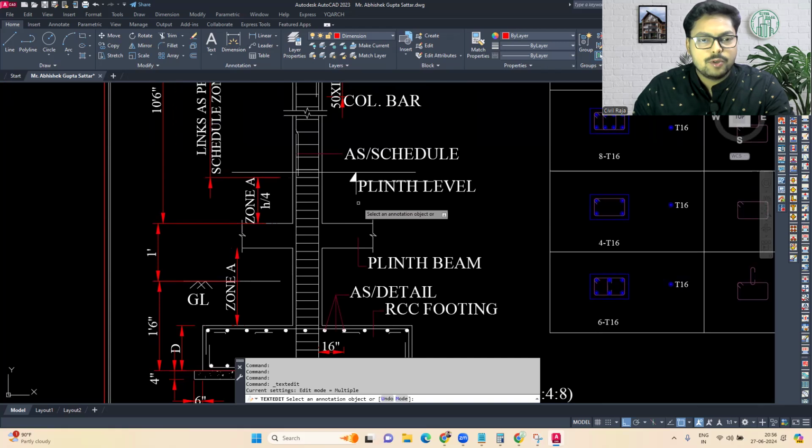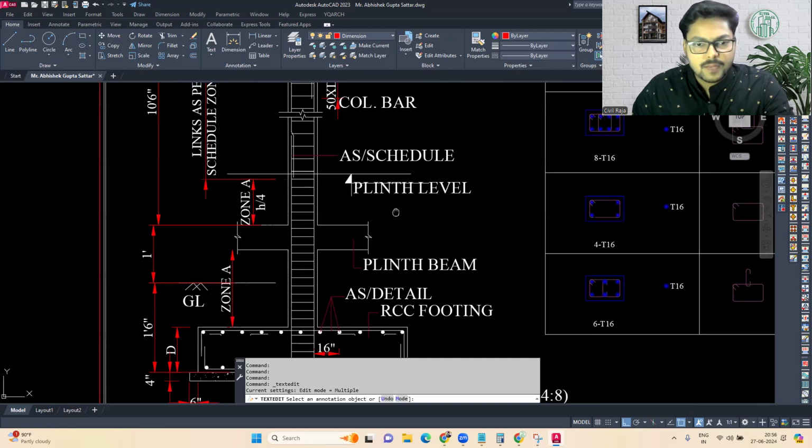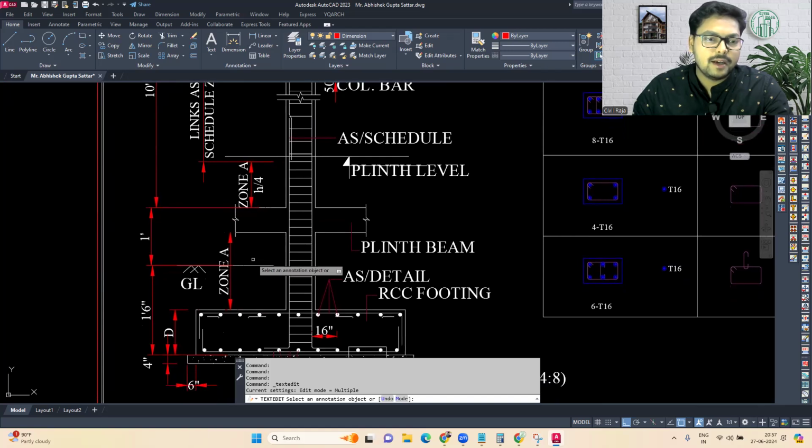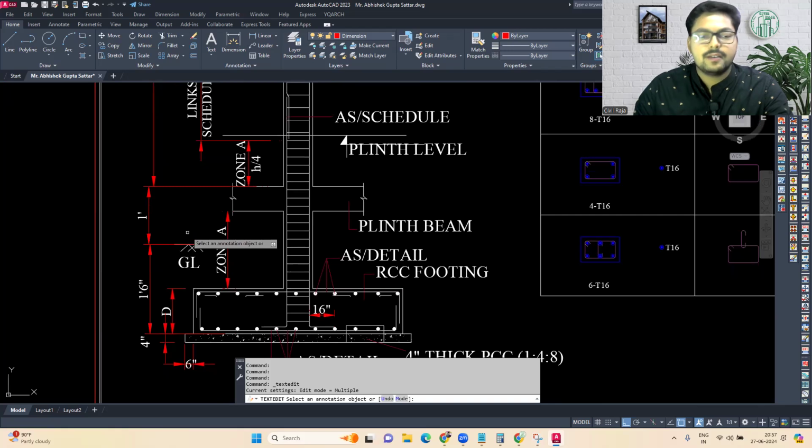You can see from the plinth level, maybe at a height from the ground. Now the footing will definitely be beneath the ground. So from the bottom of the footing till this one, the column reinforcement will end over here. From the bottom of the footing till this one, we will have a distance of 156 inches.